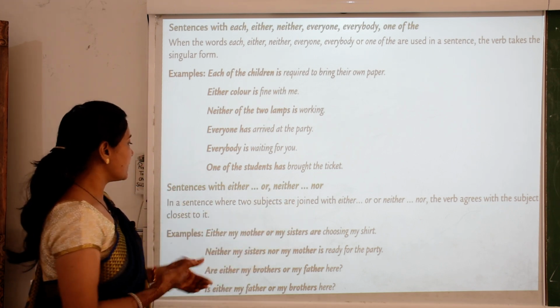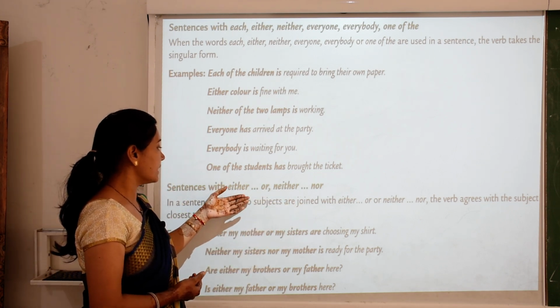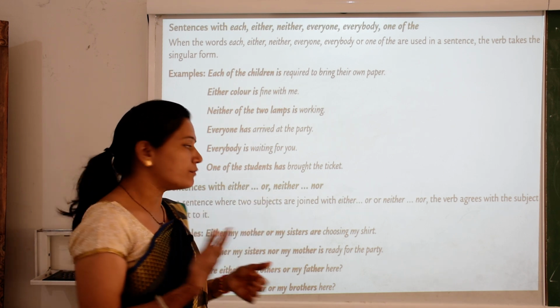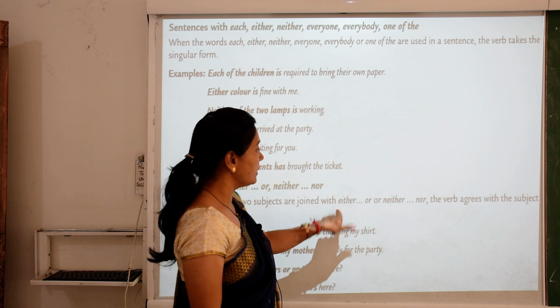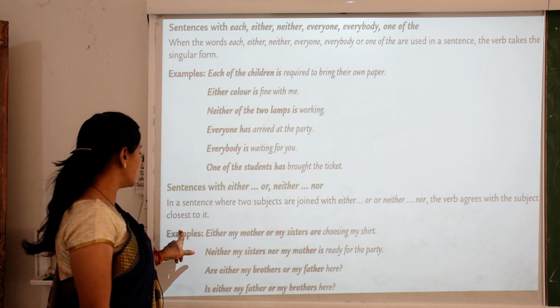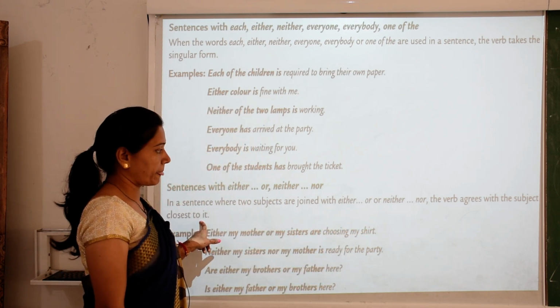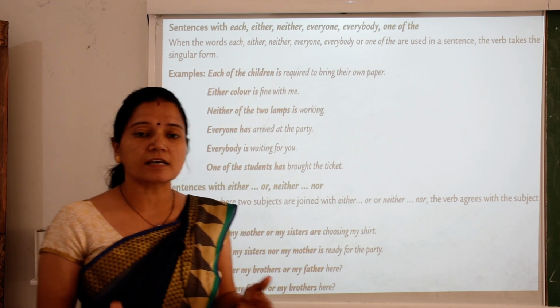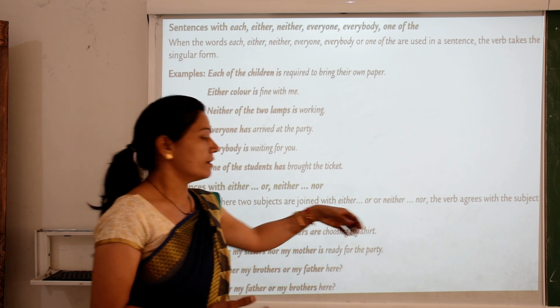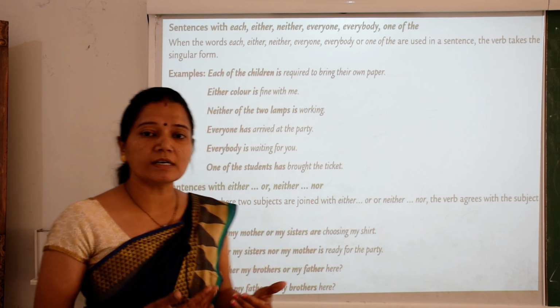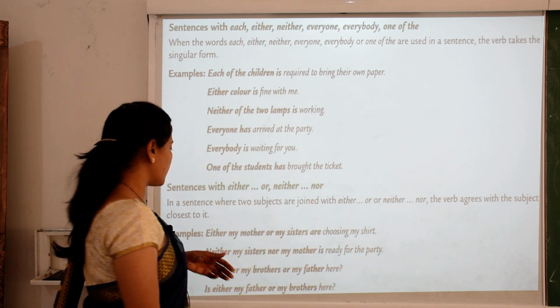Next point is sentences with either or and neither nor. So if these conjunctions come in the sentence, then what will we do? In a sentence where two subjects are joined with either or, neither nor, the verb agrees with the subject closest to it. So if the sentences are joined with these conjunctions, we have to write the verb according to the closest subject.